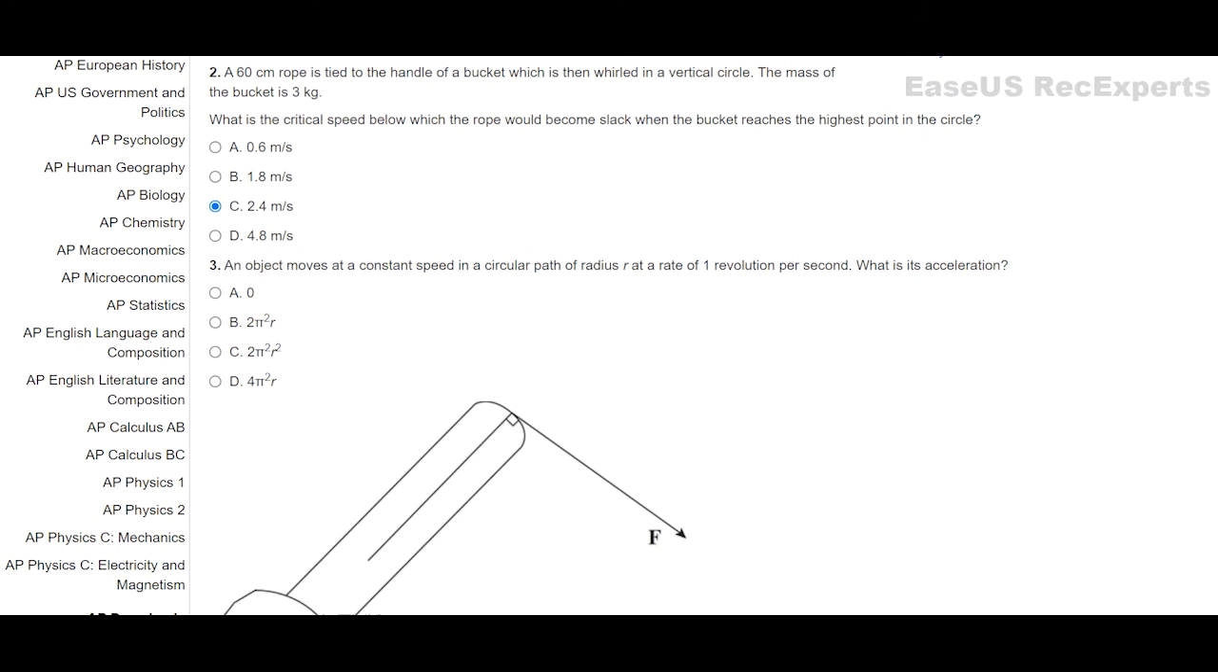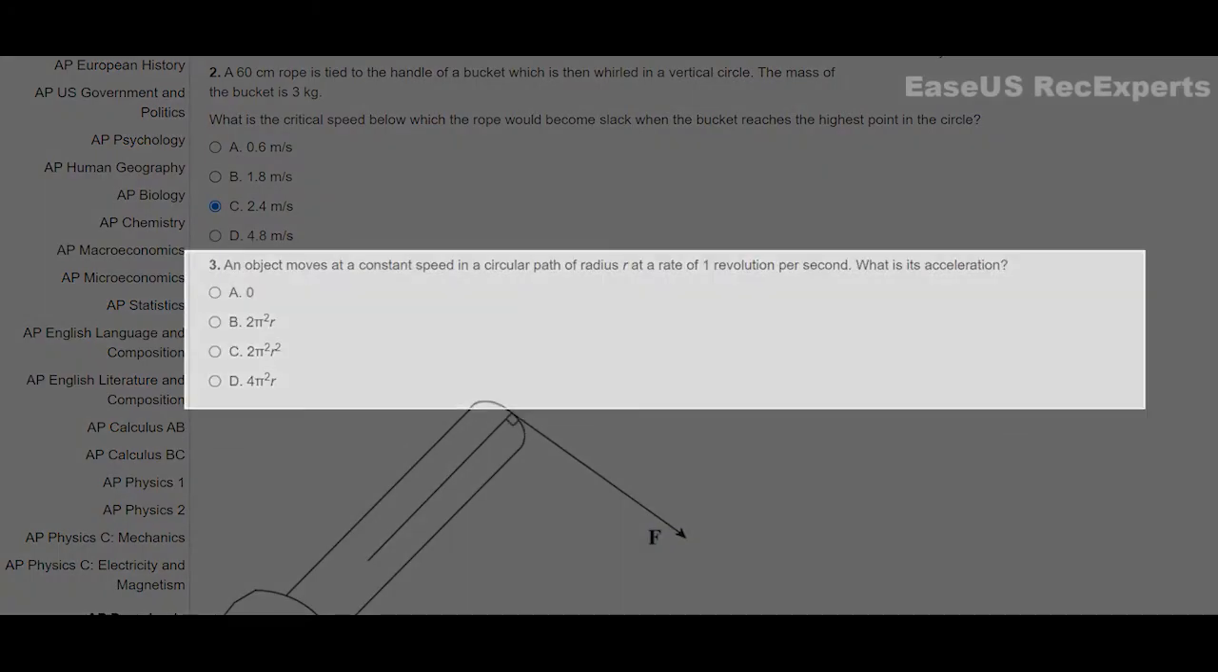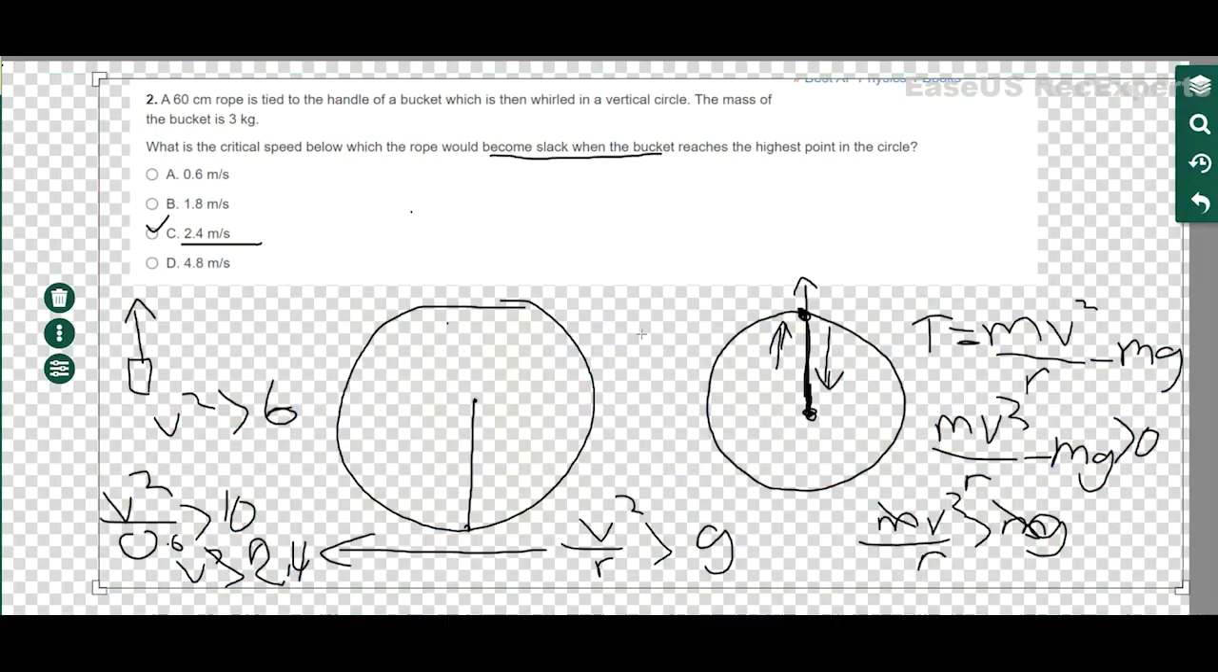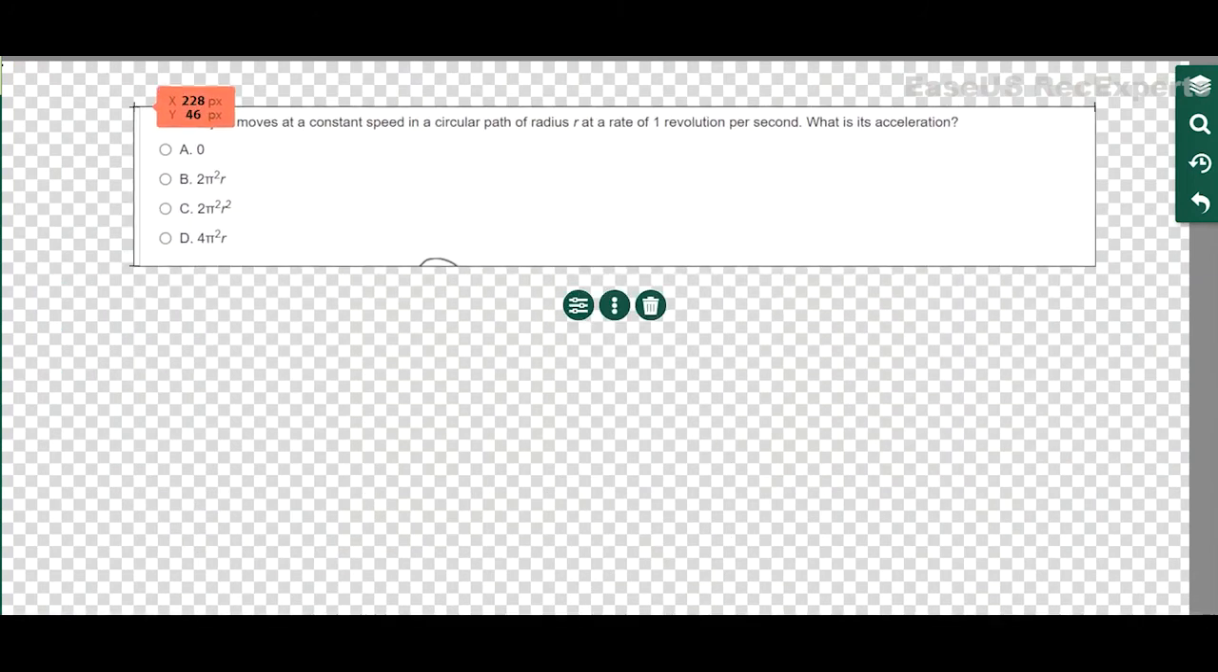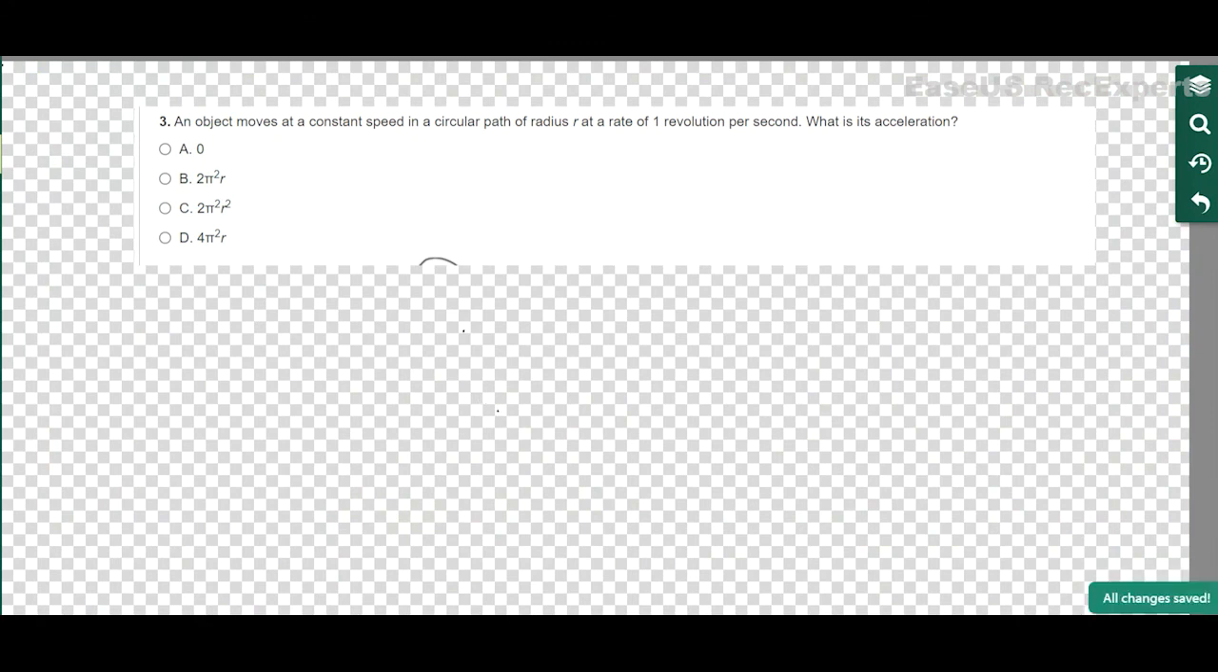Alright, so an object moves at a constant speed around a circular path of radius r at a rate of 1 revolution per second. What is its acceleration? So with a radius r and at 1 revolution per second means that we are circling this entire circle at 1 revolution per second, right? So from here, 1 second later, you will go around the entire circle, right? And you would end back at your original point each second.